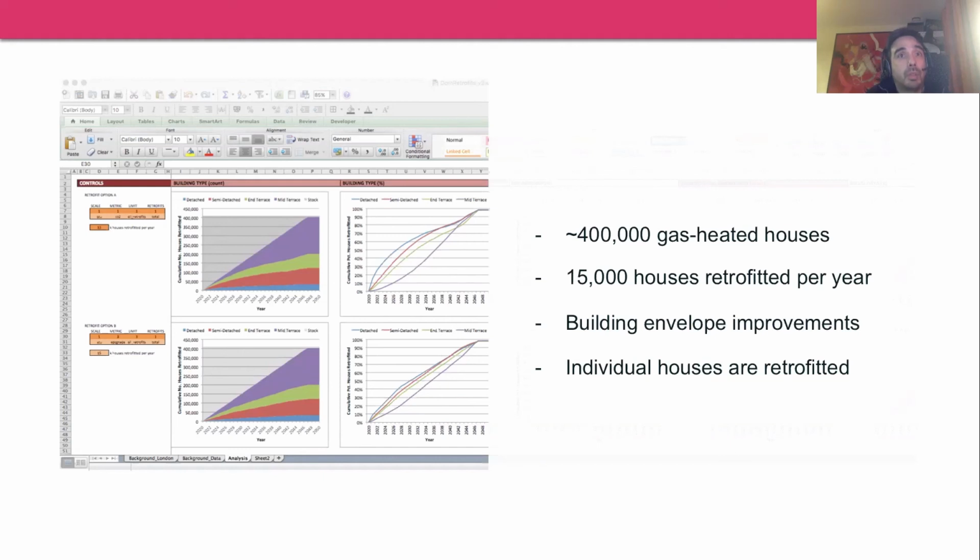We're focusing on building envelope improvements, so specifically glazing, wall insulation and loft insulation, and assuming that that's rolled out at roughly 15,000 per year between 2020 and 2050. And so what that means is that all the scenarios have the same starting condition as well as ending condition, but the only difference between any of the scenarios I'll show is the order in which those 400,000 houses are retrofitted.